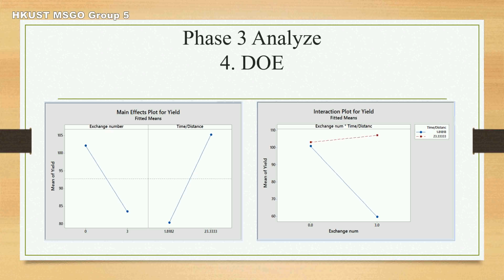From the main effects plot, we could see while the exchange number increases, the attendance points would fall down. In contrast, when the value of TD ratio increases, the attendance points will be positively affected. In the interaction plot, since the red line and the blue line are not parallel, it shows that there is interaction between these two factors.